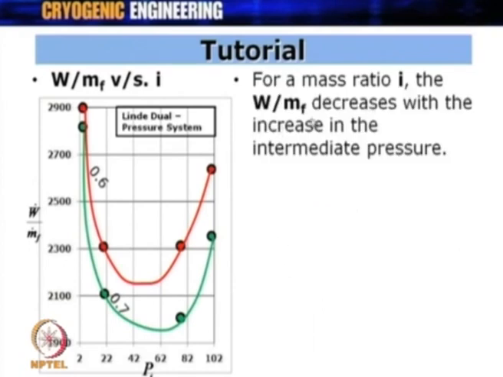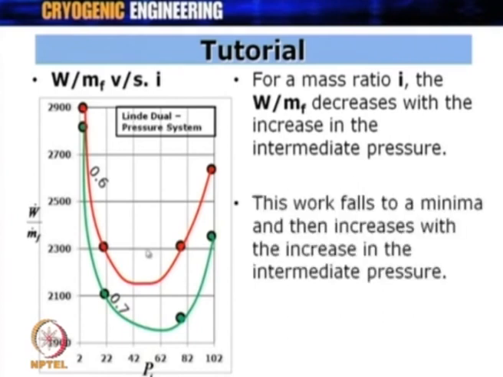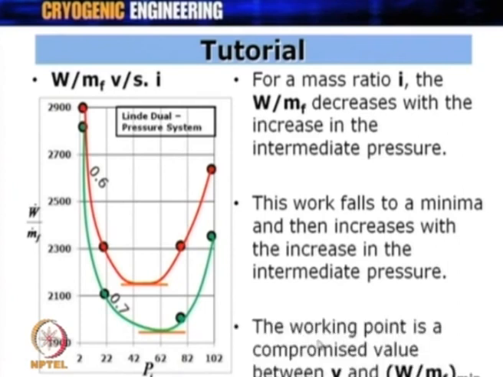For a mass ratio of I, W by m dot f decreases with the increase in the intermediate pressure. Alright. So, it decreases first, goes through a minima and again starts increasing. The work falls to a minima and then increases with the increase in the intermediate pressure, and you can find that for this case 0.6, one should operate at a pressure somewhere around 50 bar, 50 atmosphere, while somewhere around 62 is the corresponding optimum pressure for I equal to 0.7. The working point is a compromise value of Y and m dot.